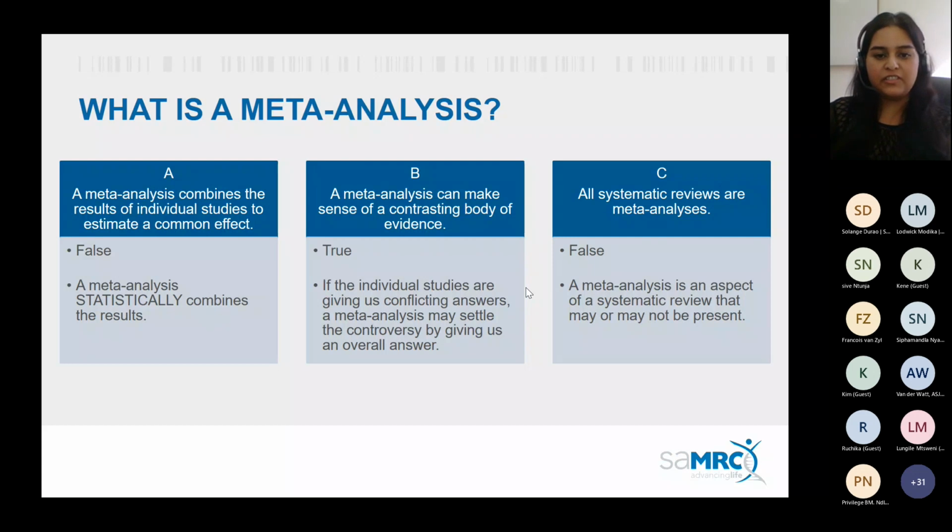So this is indeed false. A meta-analysis is an aspect or a part of a systematic review, and it may or may not be present. So not all studies are able to be statistically combined, and this may be due to missing data, or maybe the studies are too different to be combined.